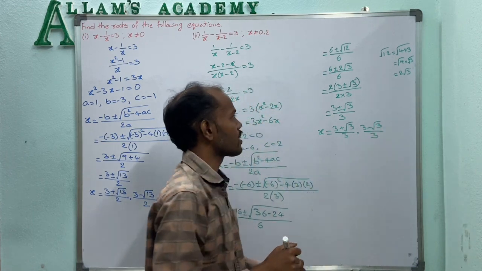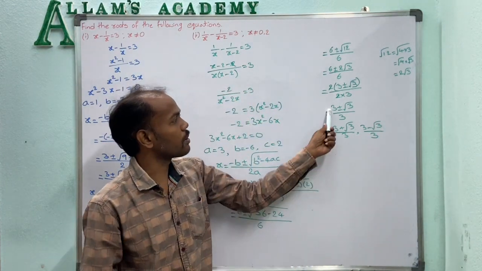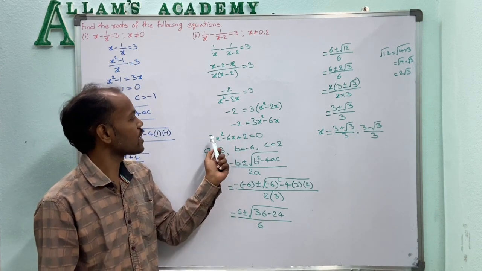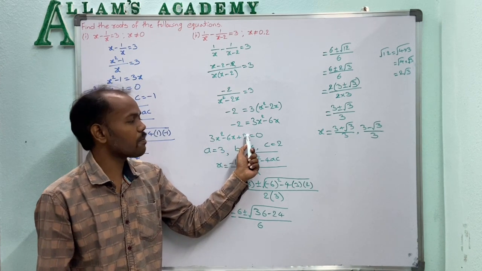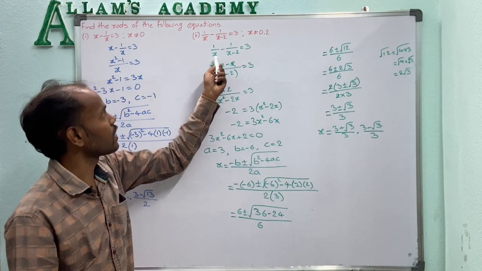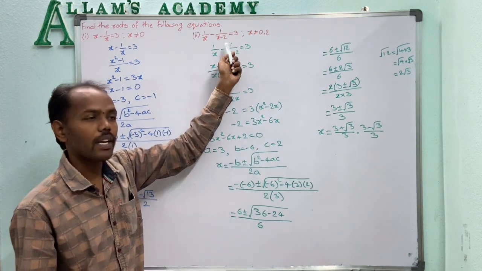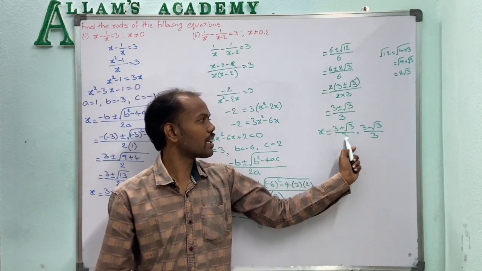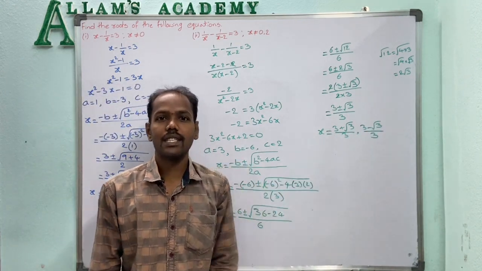So now these 3 plus or minus root 3 by 3 are the zeros of the quadratic equation 3x square minus 6x plus 2 equal to 0. Roots are 3 plus root 3 by 3, 3 minus root 3 by 3.